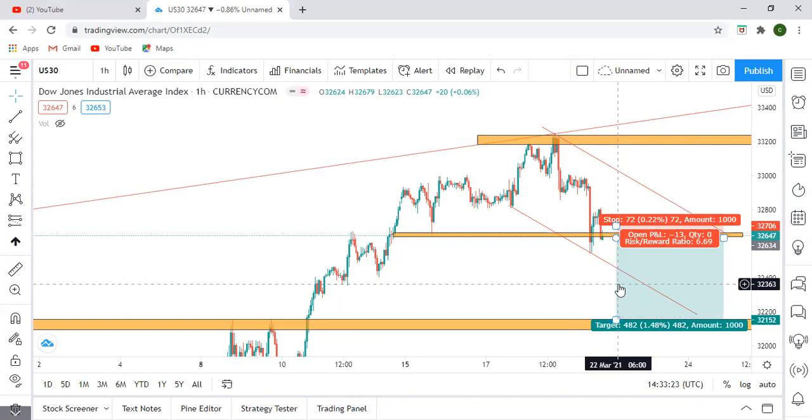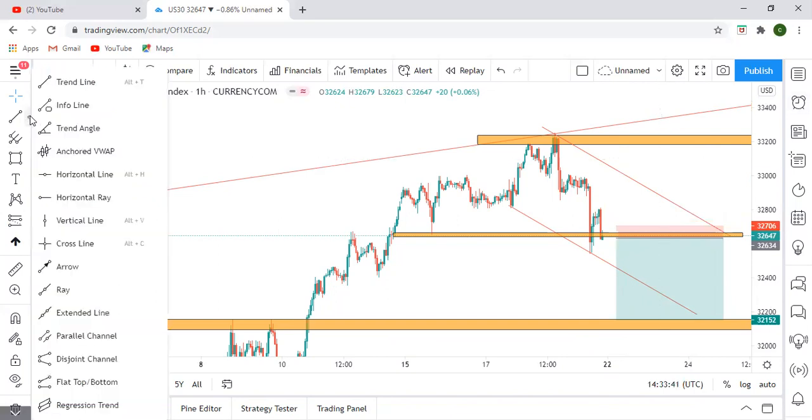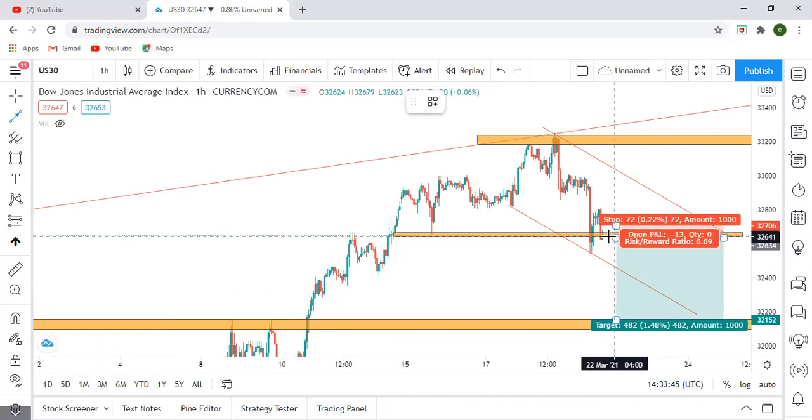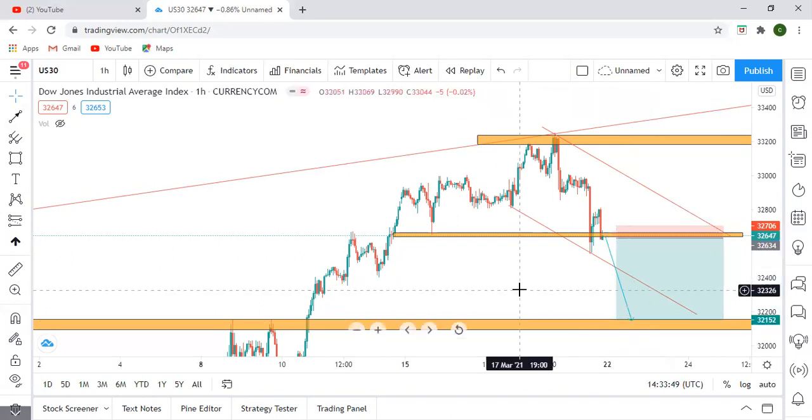US30 doesn't really use channels, but it uses support and resistance, or your demand and supply. So trade US30 using your support and resistance. This is what we see on US30. We are seeing a push to the downside because we saw a double bottom structure. We are seeing US30 selling around this level.